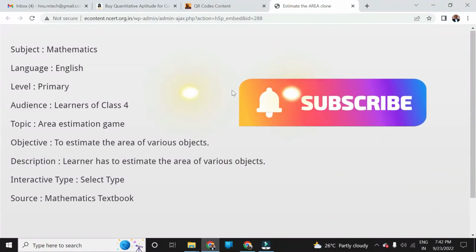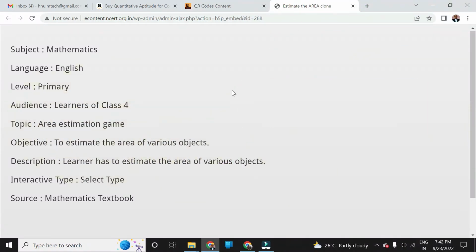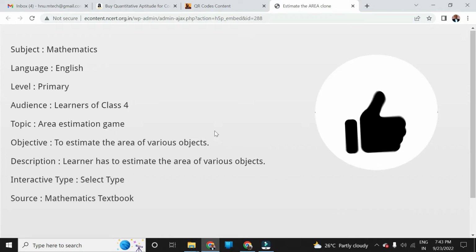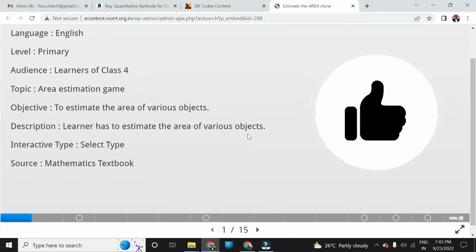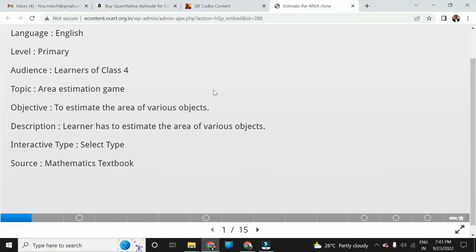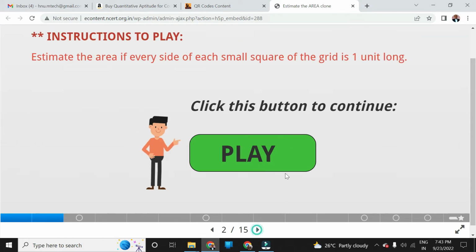So welcome to the NCERT Math Magic 4, chapter number 13, for the interactive session. The interactive session is about the area estimation game. It's a type of game, so we are going to play that game and we have to estimate the area. Okay, and let us continue.